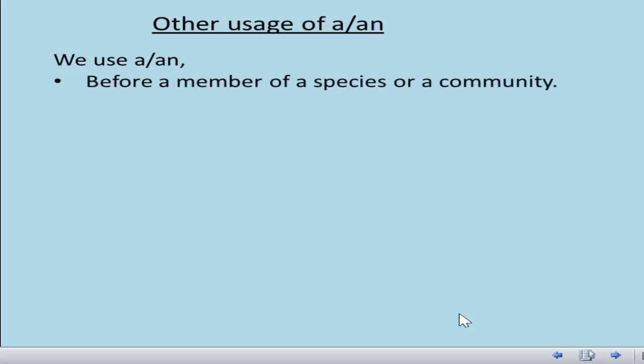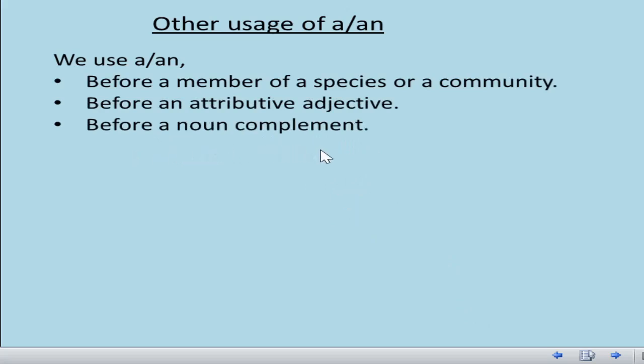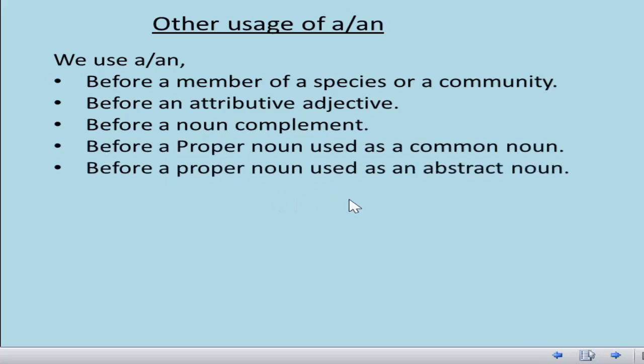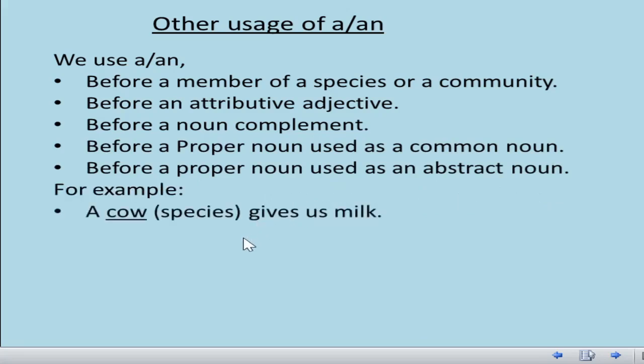Other usage of a or an. We use a or an before a member of a species or a community, before an attributive adjective, before a noun complement, before a proper noun used as a common noun, before a proper noun used as an abstract noun. Look at the example. A cow gives us milk. Here, cow is a name of a species.